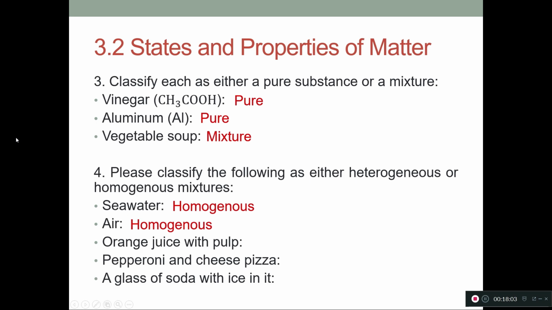And then orange juice with pulp would be heterogeneous, and that's because you could actually physically separate the pulp from the orange juice. Pepperoni and cheese pizza, that's made out of a bunch of different things that can be physically separated, so that'd be heterogeneous. And a glass of soda with ice in it, again, we can separate those by physical means, and so that means it is heterogeneous.